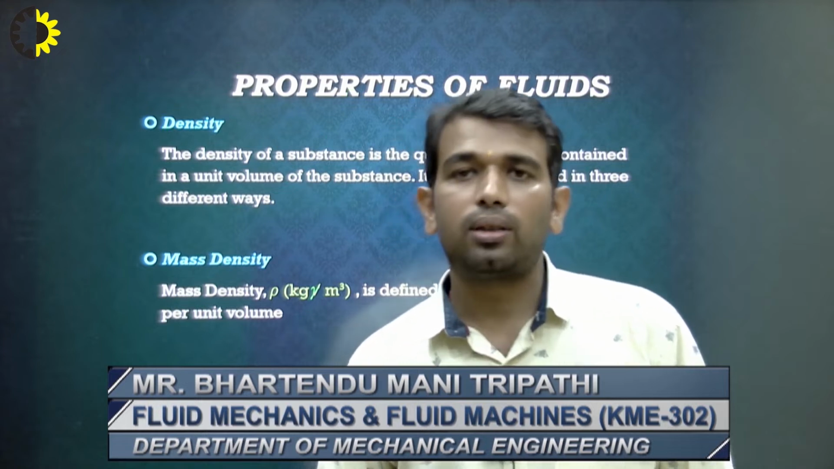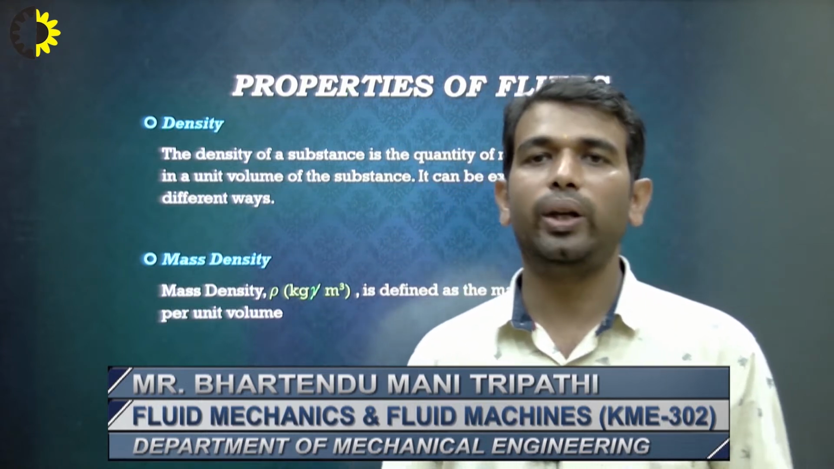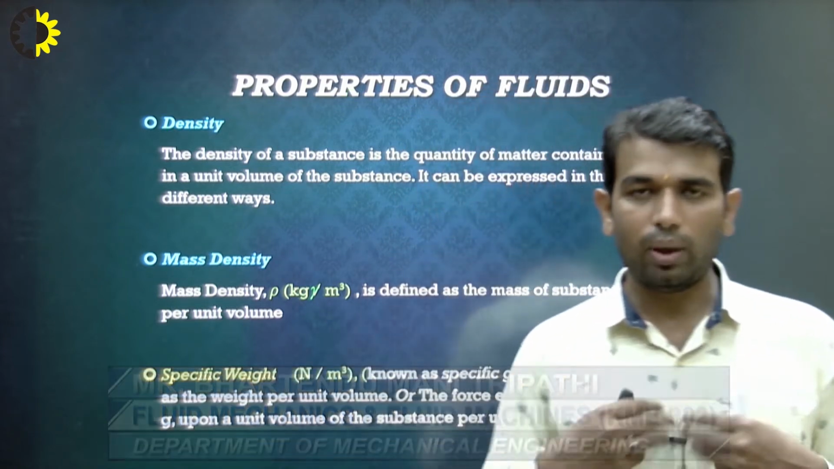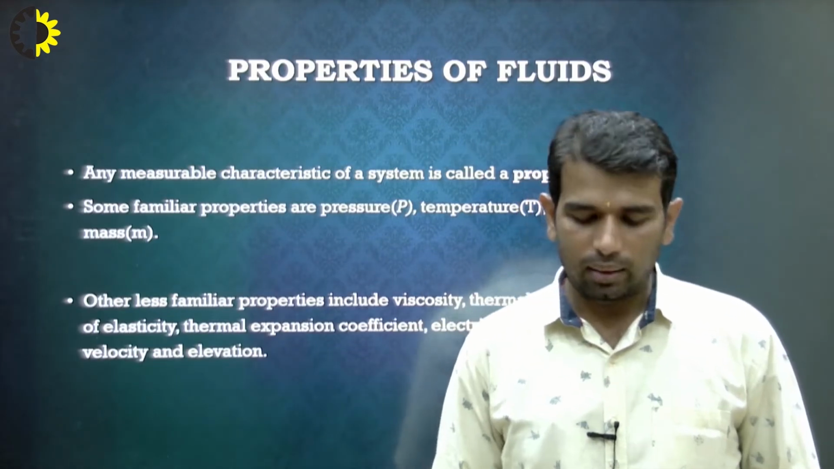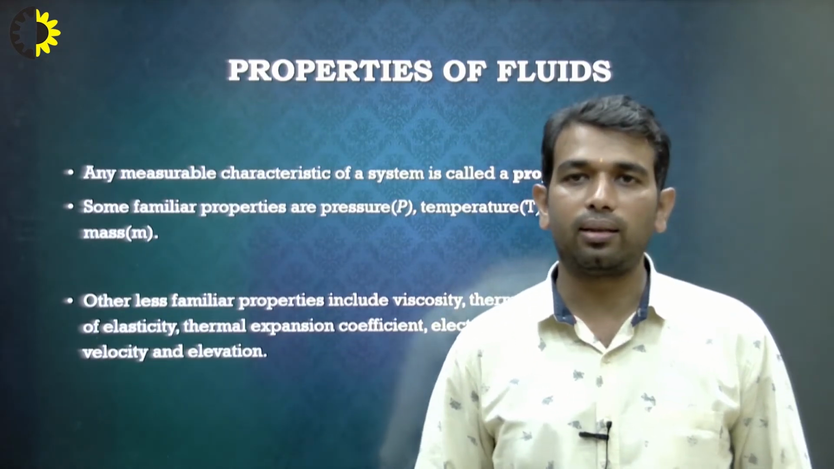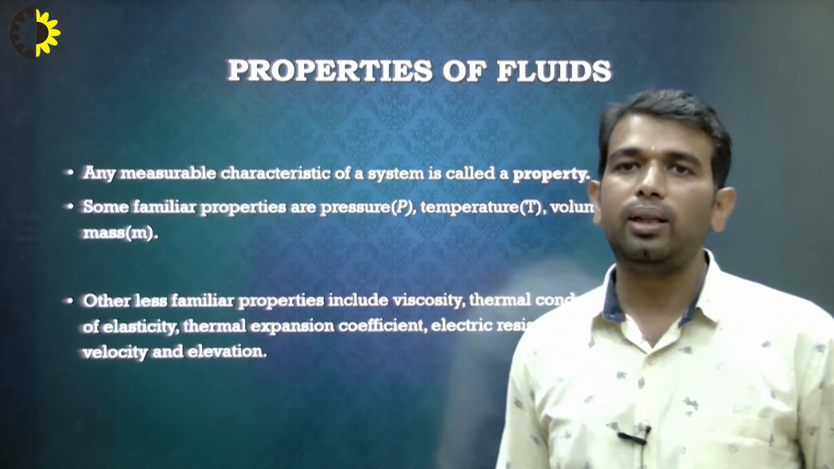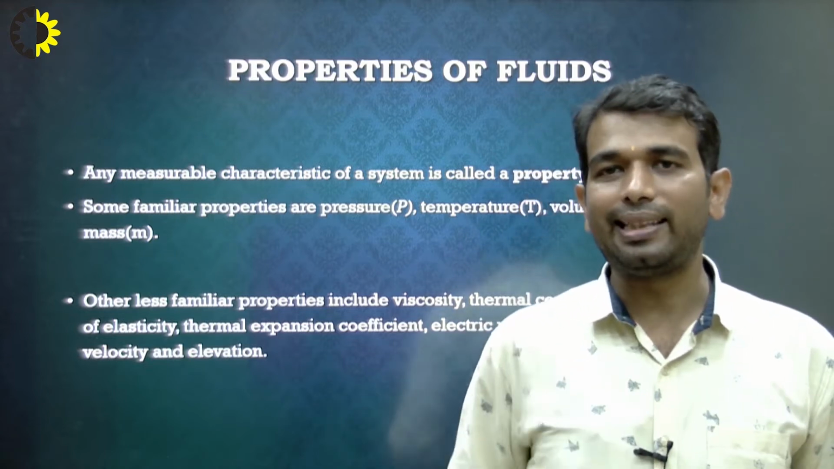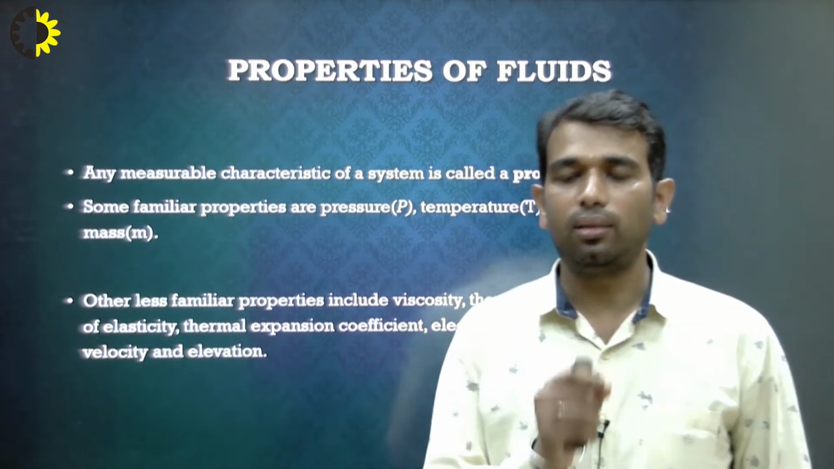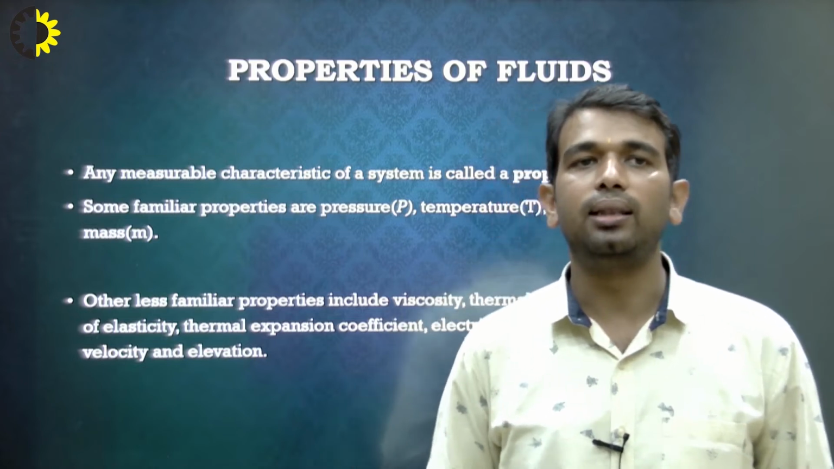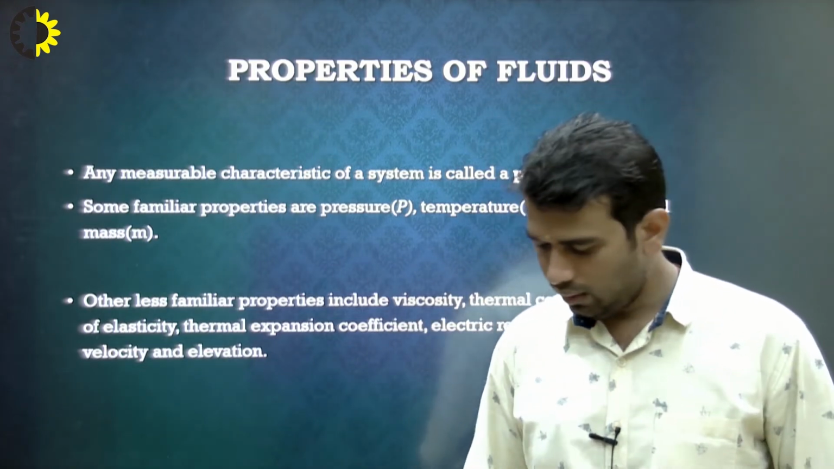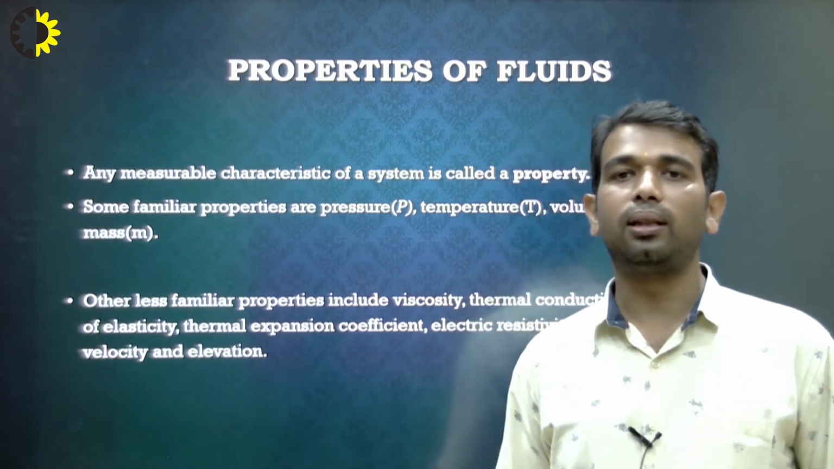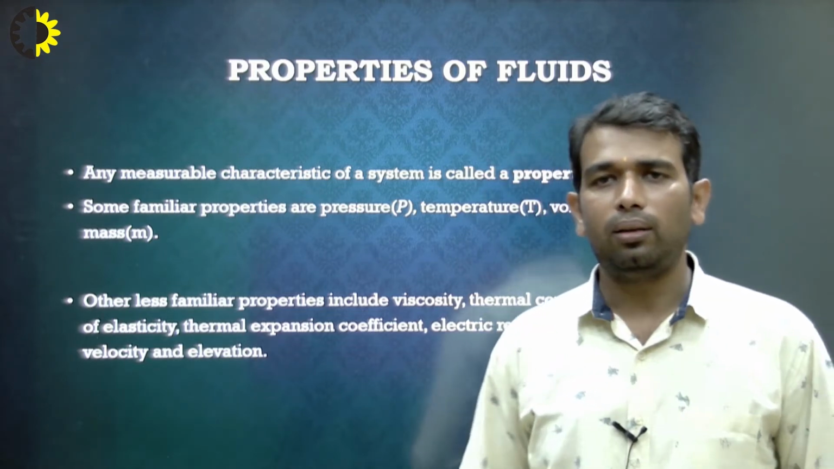So the very first question is how we can define a property. A property is any measurable characteristic of a system. If you have any system, all the characteristics which we can measure, we call those characteristics the properties of the system. That is the very first thing we have to understand. A property of a system is nothing but a measurable characteristic.